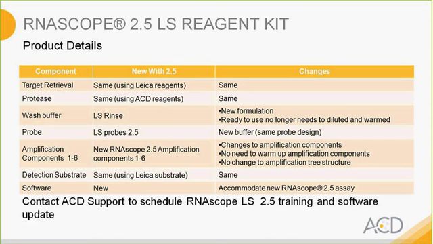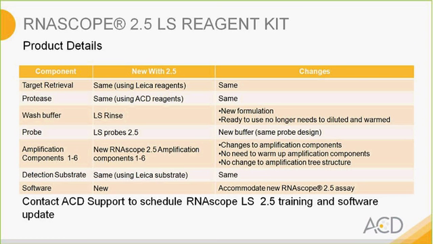So now, product details about the RNAscope 2.5 LS reagent kit. As you see here, the target retrieval components remain the same. In this case, we're still using Leica's target retrieval components. The protease remains the same. The wash buffer has been renamed to LS Rinse, and this is a new formulation which is ready to use and no longer needs to be diluted or warmed.